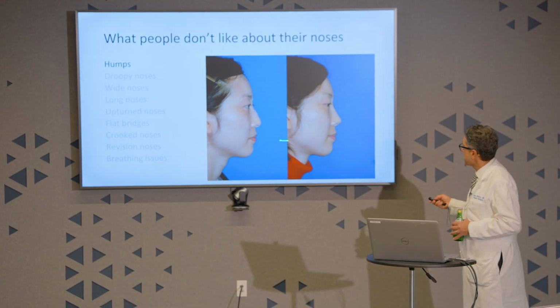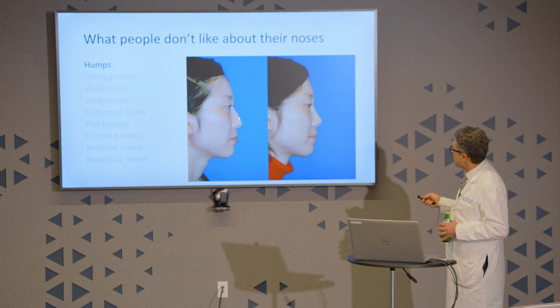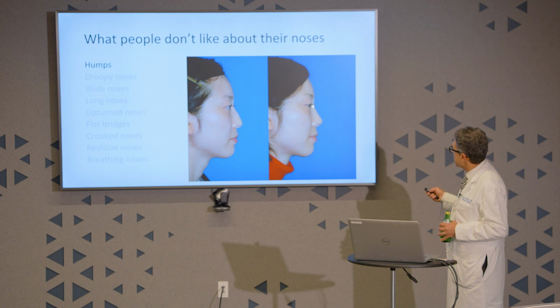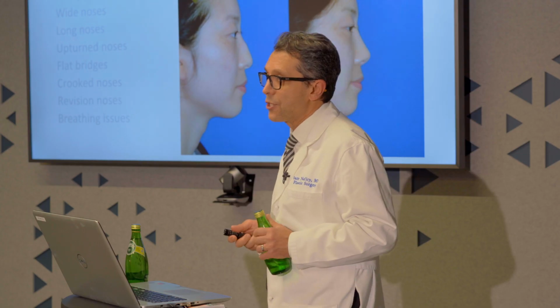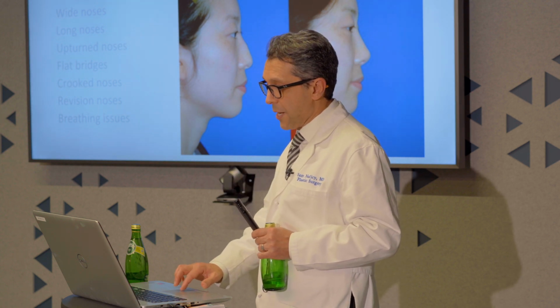Again, here's another example, a small bump on the bridge, a tip that's perhaps a little bit weaker. Again, we build a little bit of support and projection in the tip and reduce the bridge. So it's really all about balance and relationship. It's about how structures transition from one into the other.